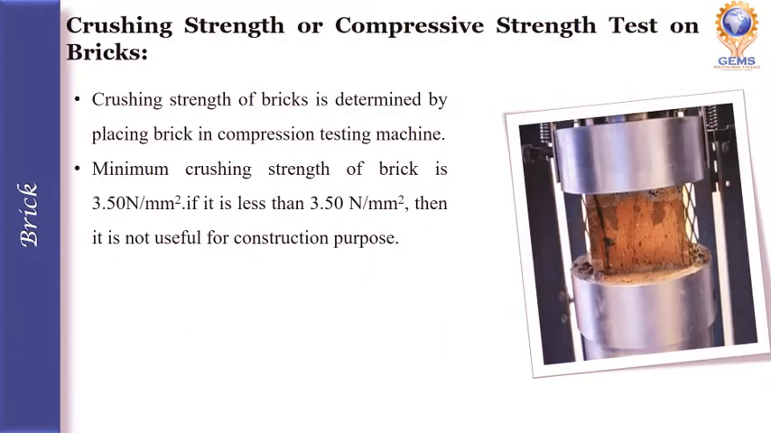Next is crushing strength or compressive strength of bricks. In this, the bricks are placed in the compression testing machine and we apply loads until the brick breaks. The minimum crushing strength of brick is 3.5 Newton per mm square. If any brick is less than 3.5 Newton per mm square, then it is not useful for construction purposes.